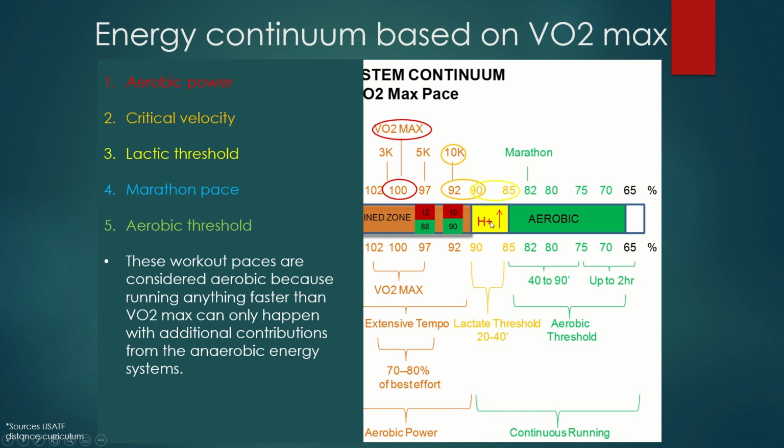The reason I made them yellow is because of this. This is the area where your body is going to be producing and clearing those hydrogen ions in unison. So this is a little bit of a difference. The workouts here and slower are going to get a slightly different approach than the ones at critical velocity and aerobic power. So that's where they are right there.